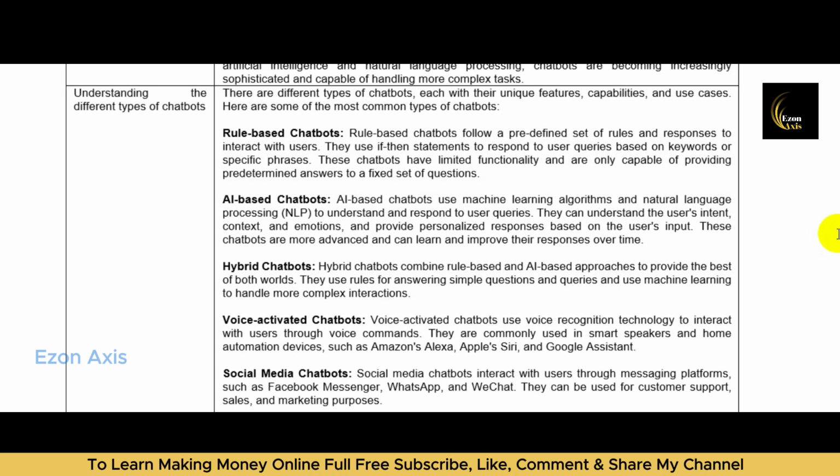Voice-activated chatbots. Voice-activated chatbots use voice recognition technology to interact with users through voice commands. They are commonly used in smart speakers and home automation devices such as Amazon's Alexa, Apple's Siri, and Google's Assistant.